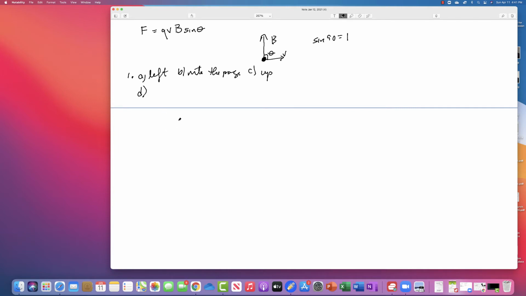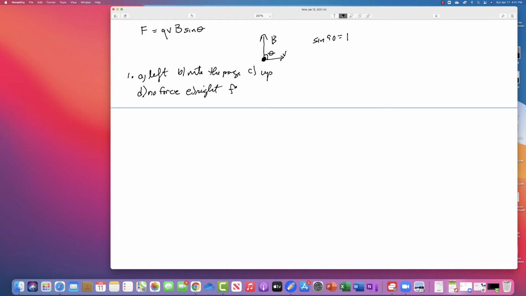D, the angle here is 180 degrees between B and V, and sine of 180 is 0, so there's no force in this case. E, the field is up, the velocity is into the page, and so the force is to the right.